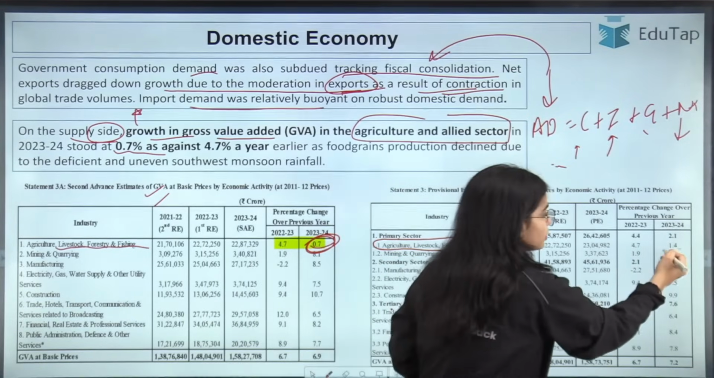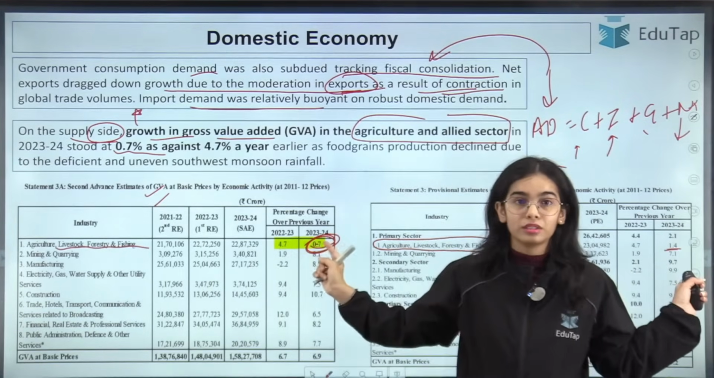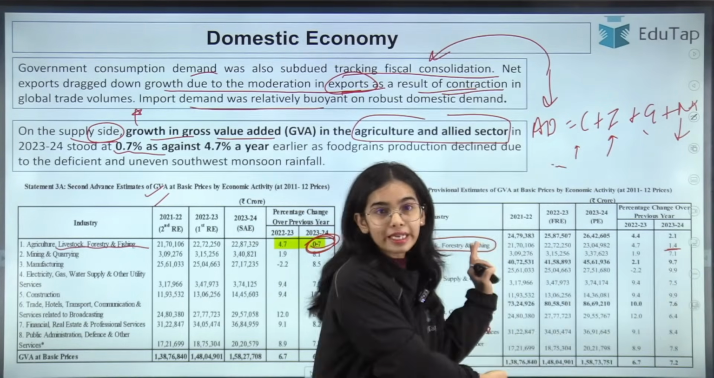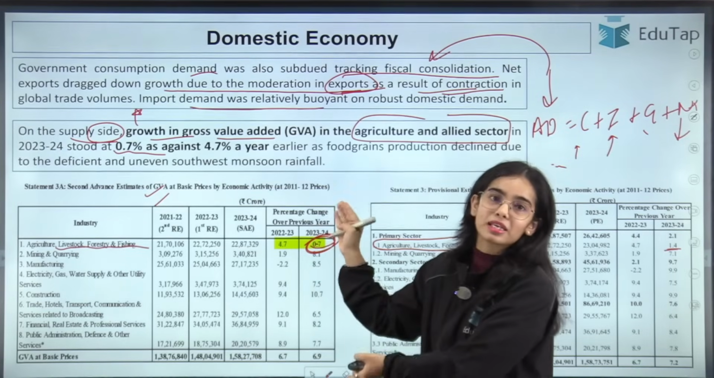1.4%. That is actually double the second advance estimate. So there is a difference. This is the more recent data, but this is the data that has been presented in the annual report.